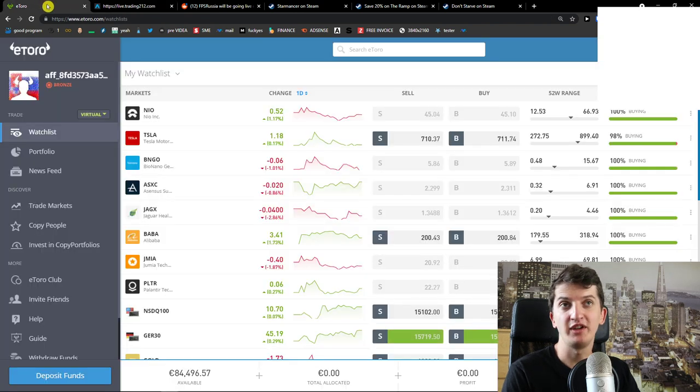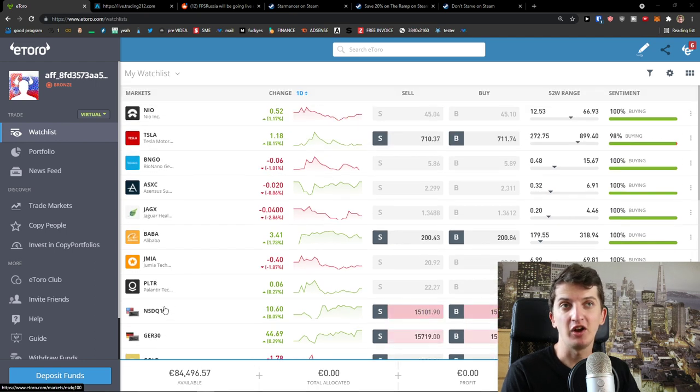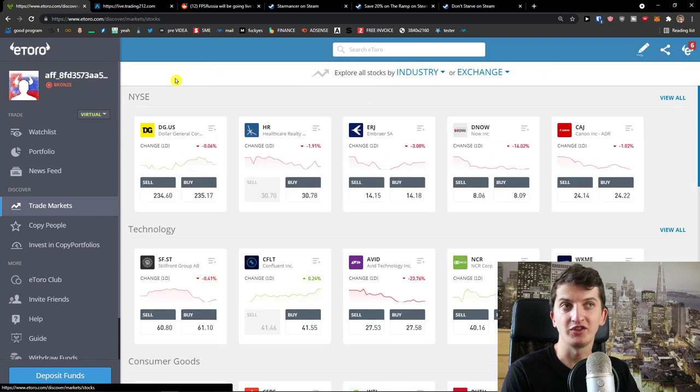Now let's go back to eToro and what are the ways how we can actually make money. So the first thing first, how we can make money on eToro is that if you would buy stocks and hold them or buy and sell. So when you would come here, you can go to Discover, Trade Markets, and you would find stocks here.